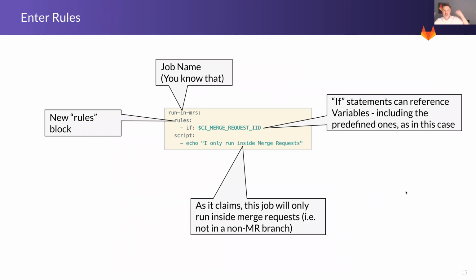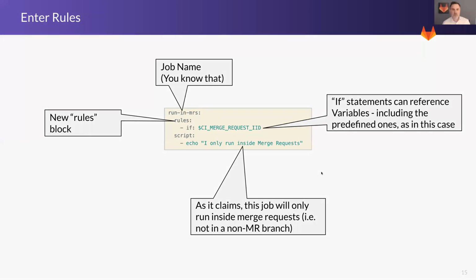Okay, rules, enter rules. Here's the basic outline. Here's your job name, the word rules, the if clause. The if clause can reference variables, okay? For the most part, your if clauses are going to reference variables. Some of the stuff you're used to doing in only and except blocks, like only merge requests or only branches, that stuff's gone away. You have to use variables for everything now, which means you're going to have to know some of these predefined variables. And then this is the script here. So this is an example of a job that only runs in merge requests because it's looking for the CI merge request IID. And so that's the equivalent of only merge requests, kind of, not quite, but more or less.